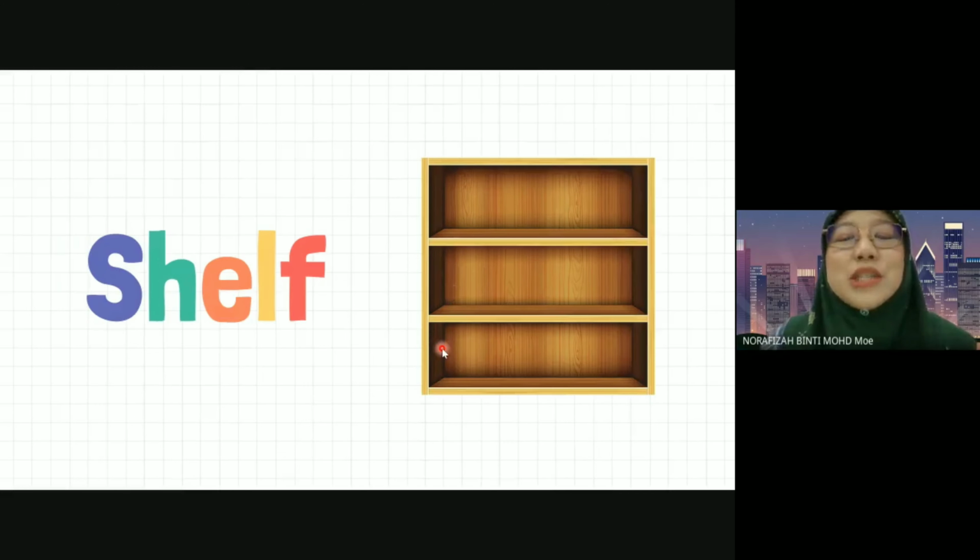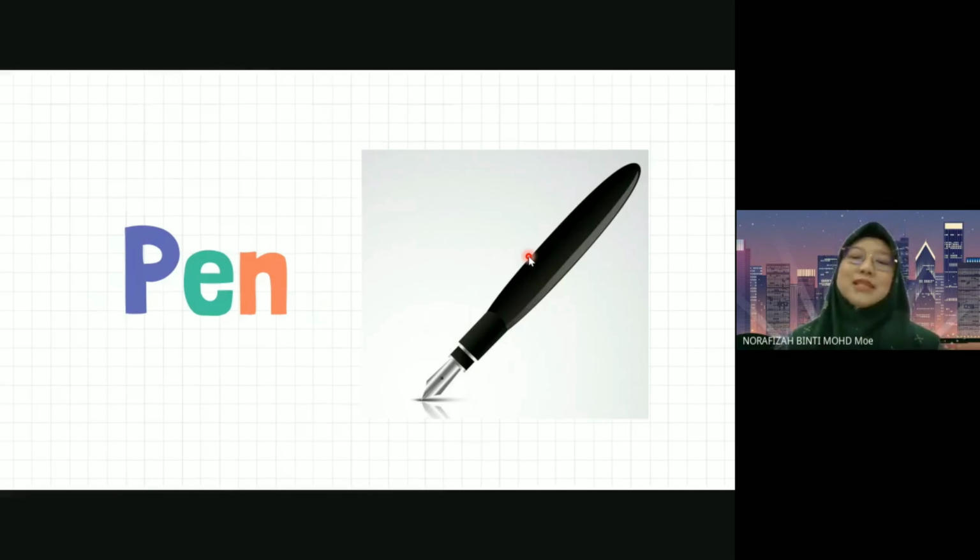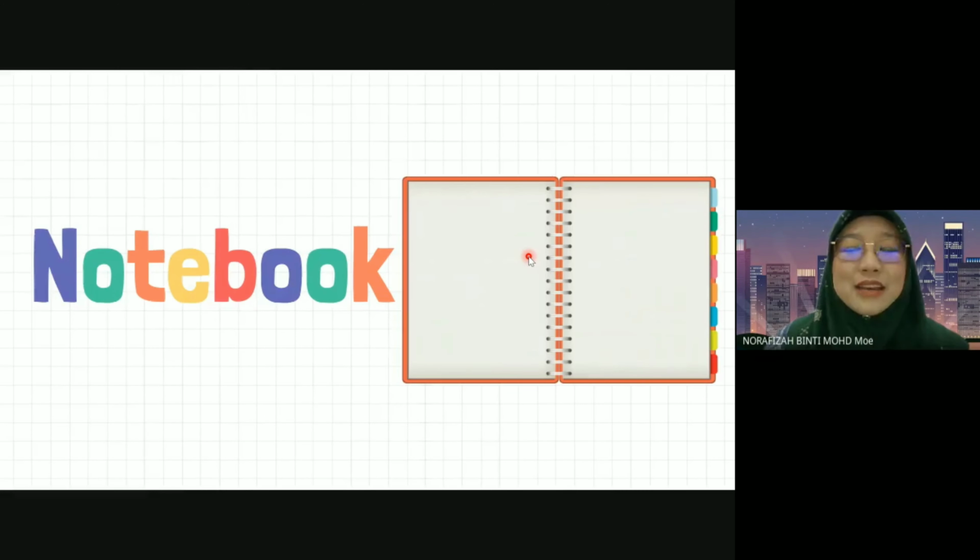Next. Shelf. Shelf is rak. You have shelves for books. We can also call it rack. Rack pun ada juga. Biasanya untuk kasut, kita panggil shoe rack. Shelf ni biasanya untuk buku lah. Usually we use this for books. Bookshelf. So rak buku. Next. Very easy. Pen. Teacher tak nak explain apa-apa. Pen lah. Alright. Notebook, buku nota.